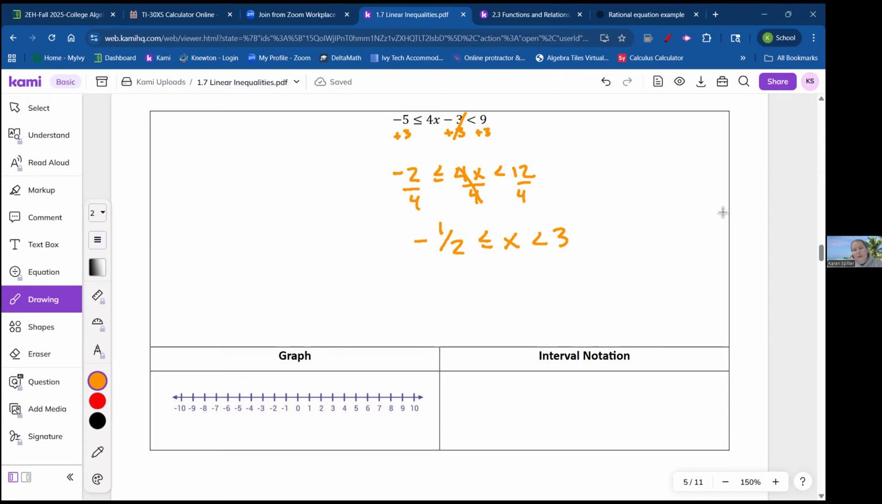Okay. So we're including the -1/2, so that's a bracket at -1/2. Be helpful if I put it in the right spot. And then a parenthesis at 3. Bracket at -1/2, parenthesis at 3. What questions do you have on the orange one?